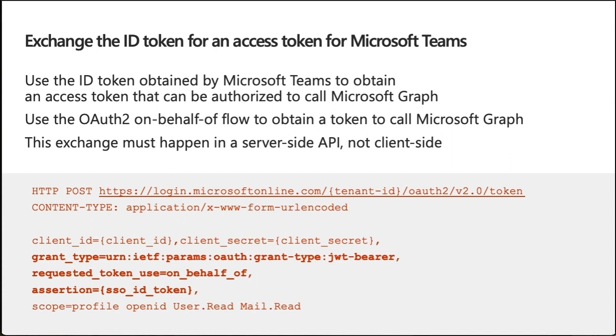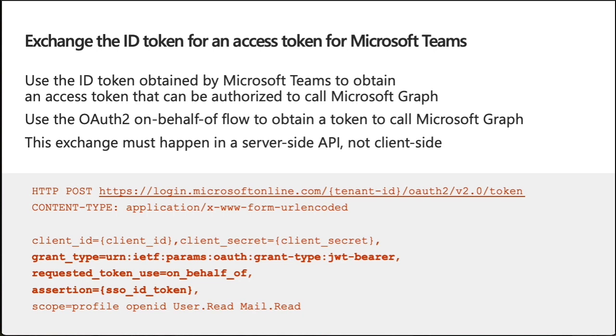So some of the requirements of this are as follows. The grant type must equal that string that you see there, that long URN, IETF, all the way down to the JWT bearer. The assertion is the ID token itself. So that's the actual token that I received as part of the initial bootstrap token I got as part of the SSO process. The requested use for that token must be on behalf of, and the scope should list out in a space-delimited list all the permissions that I need in order to call Microsoft Graph. And then you see on the top line I have the client ID and the client secret. That's to identify the Azure AD app that I've registered associated with my app.